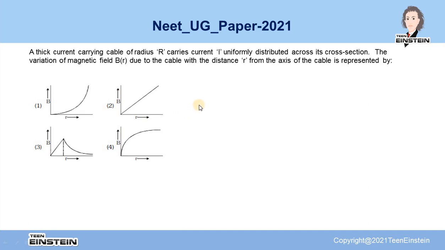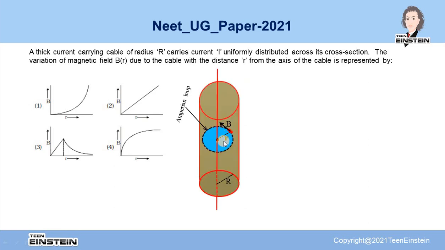To find the answer for this question, you need to find the variation of the magnetic field inside and outside the cable. And while calculating the magnetic field inside and outside the cable, you can use Ampere's circuital law. Let us first understand and calculate the magnetic field inside the cable, using Ampere's circuital law.